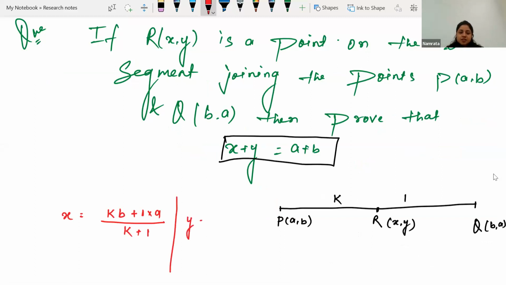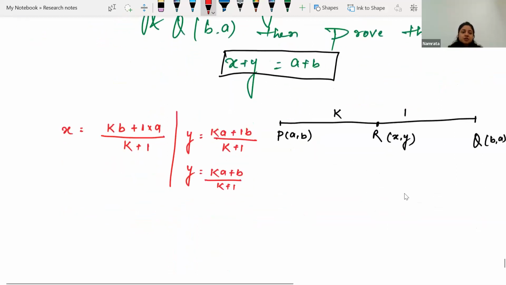And y will be the same way. Let's write it the same way: (m y2 plus n y1) by (m plus n). So from here, what are we getting? (ka plus b) divided by (k plus 1). And from the first one, x is equal to (k b plus a) divided by (k plus 1).